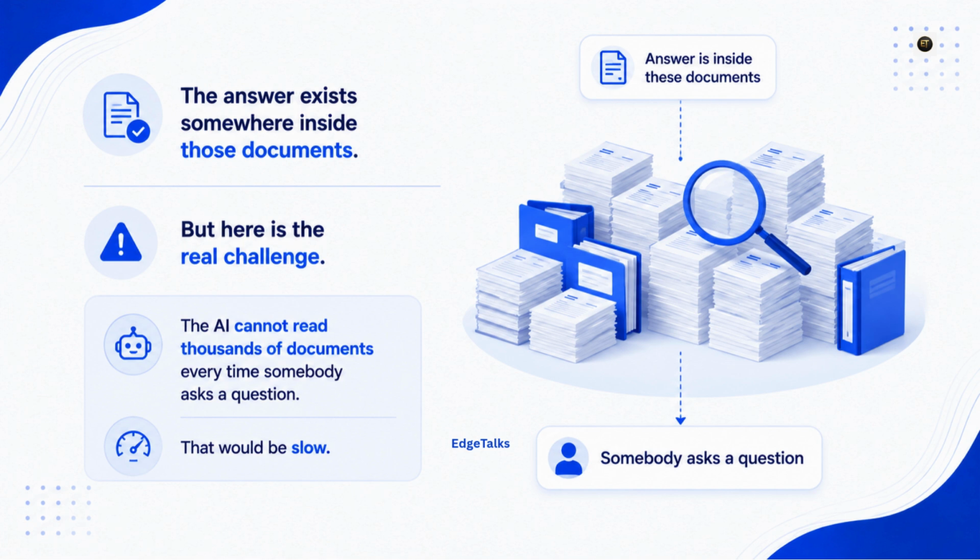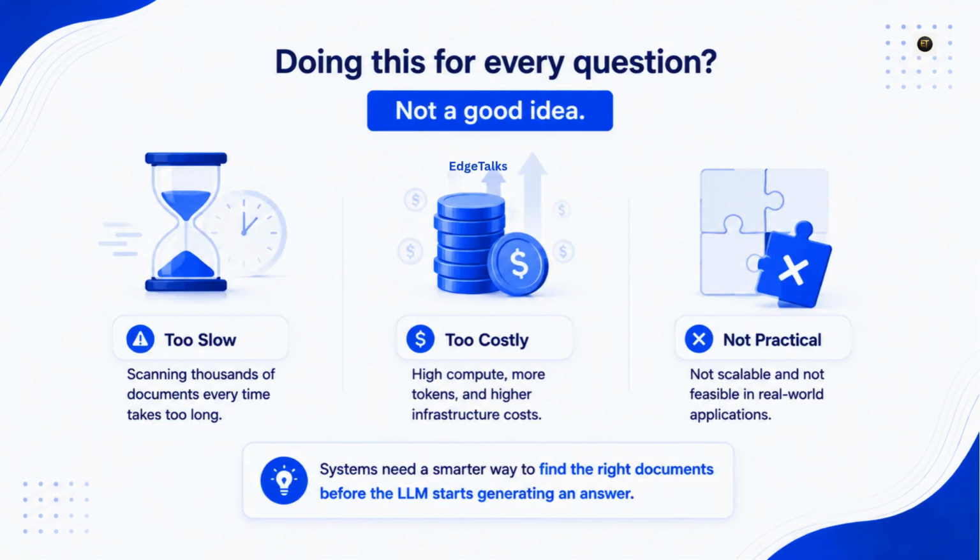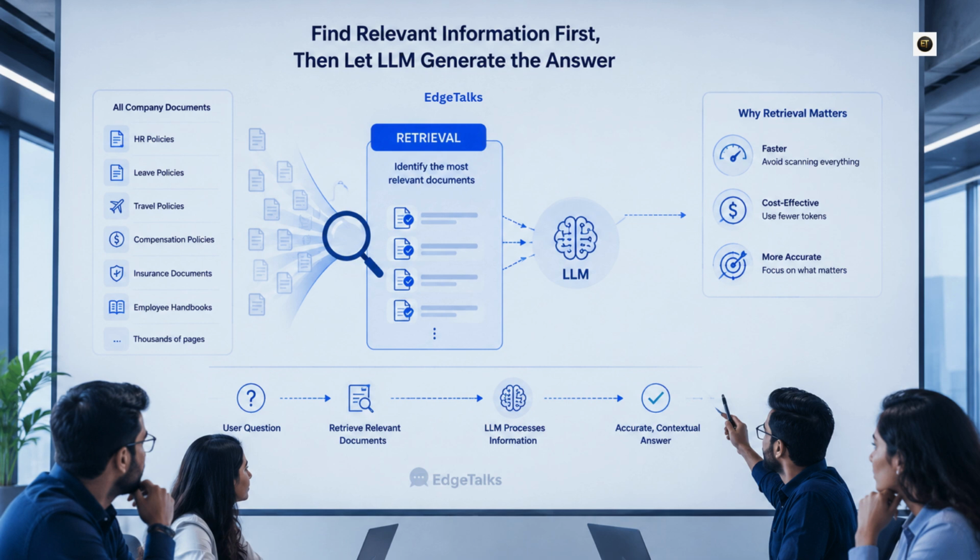The answer exists somewhere inside these documents. But here is the challenge. The AI cannot read thousands of documents every time somebody asks a question. That would be really slow, expensive and completely impractical. So the system needs a way to identify which documents are most relevant before the LLM ever starts generating an answer. This process is called retrieval.